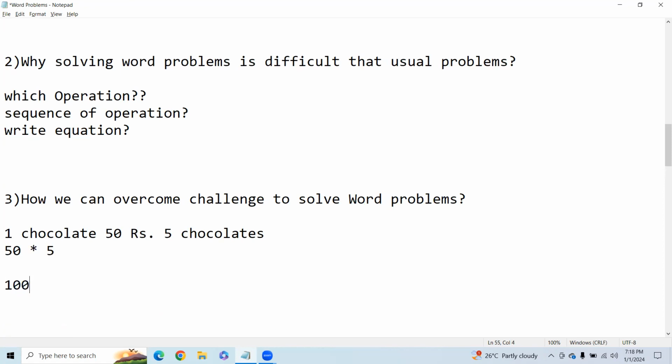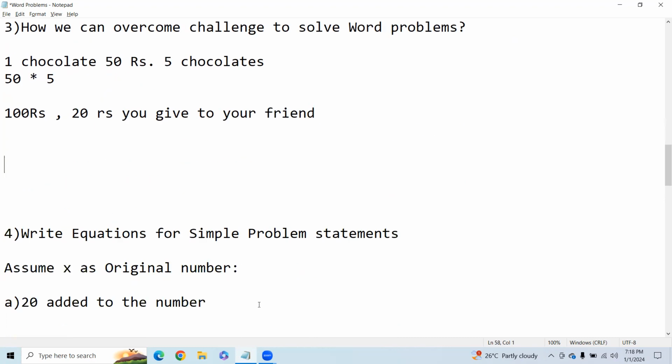Let's say you have 100 rupees with you. You give 20 rupees to your friend. Now, how much money do you have? You should be able to convert this statement into an equation: initially you had 100 rupees, now you have given 20 rupees, so 100 minus 20. Now you have 80 rupees. So whatever day-to-day life thing or whatever questions you see, all the time try to convert it into equation form. Once you convert it into equation form, 80% of the problem is solved. You just solve the next steps and you will get the final answer.